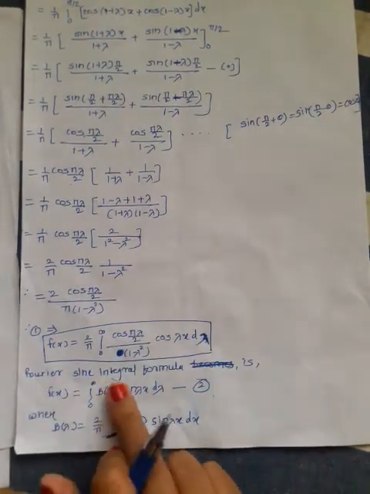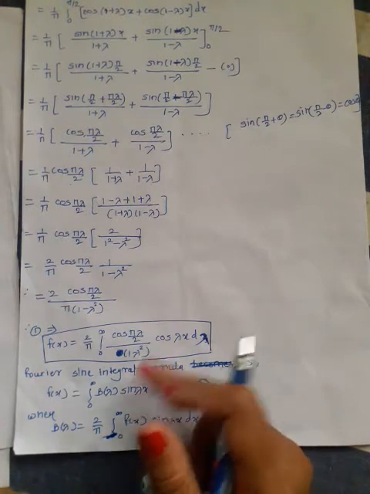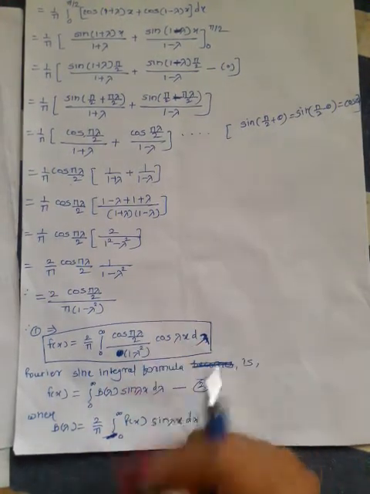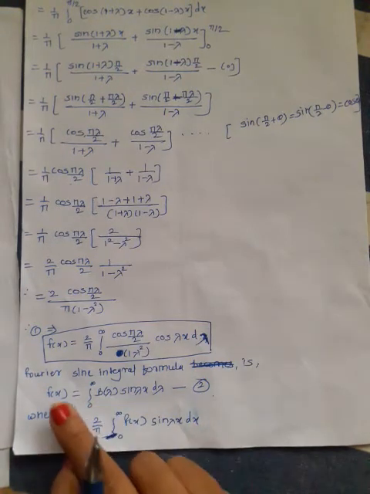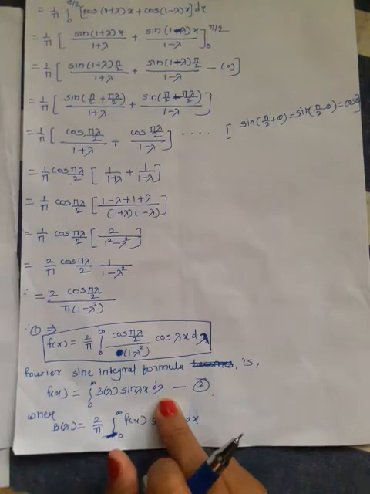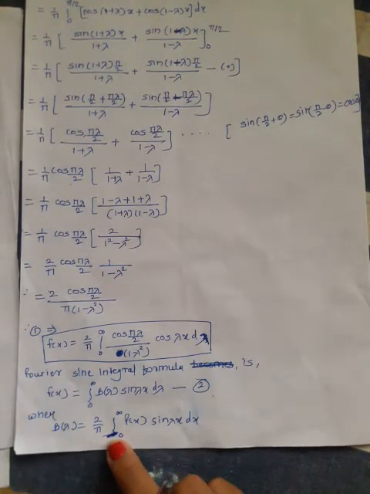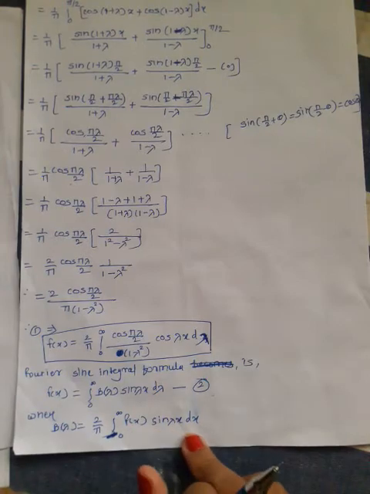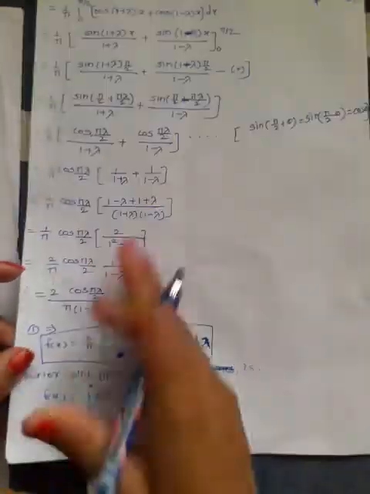That is, the Fourier sine integral formula is given by f(x) is equal to, what is the difference between this formula? Just replace sine by cos or cos by sine and a lambda by b lambda. That is the only difference. f(x) is equal to integration 0 to infinity b lambda sine lambda x d lambda, call that equation number 2, where b lambda is 2 upon pi integration 0 to infinity f(x) sine lambda x dx. Again, we have to solve this as per this method.